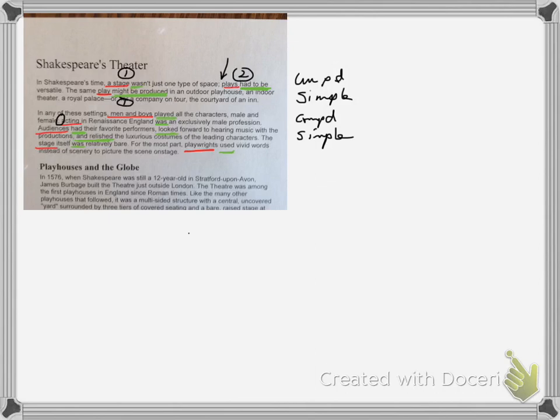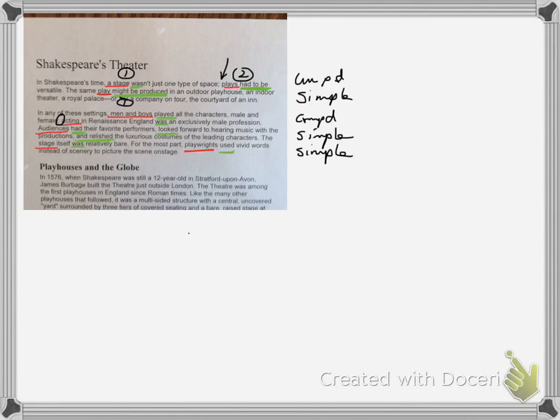The second to the last sentence, the stage itself was relatively bare. One subject, one verb, simple sentence. We'll talk more about things that are added to verbs, like looked forward to hearing music. We'll talk about those things later, but right now we're just learning to identify the types of sentences.